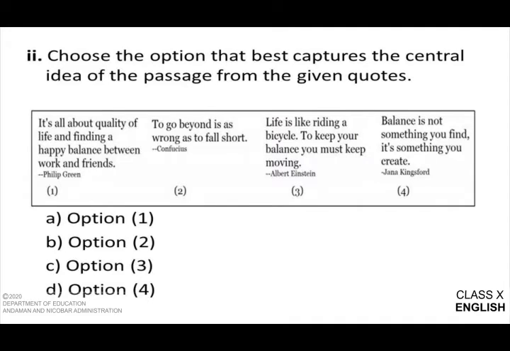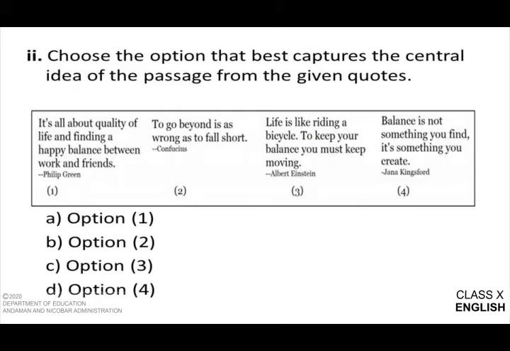According to me, it is the fourth one, and I hope you will agree with me, isn't it? Balance is not something you find, it is something you create. Okay? So, you do create opportunities for yourself, you do make best use of your talents and capacities, and you do create opportunities for yourself with the help of the qualities you possess or all the positive things you possess. So, option 4 is the right option.